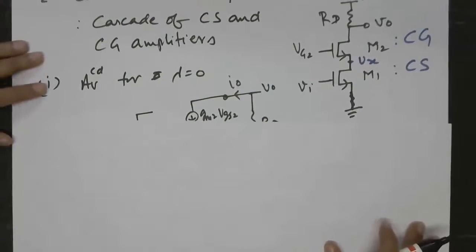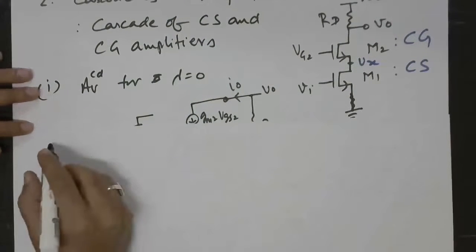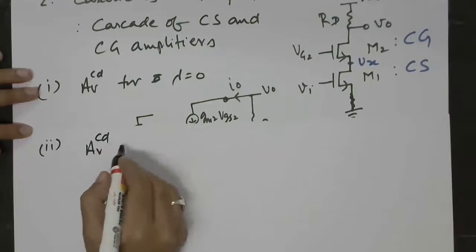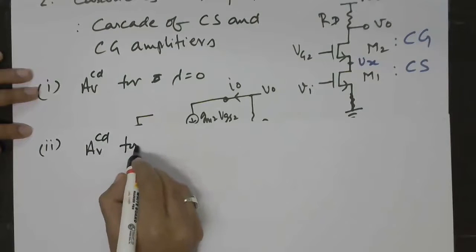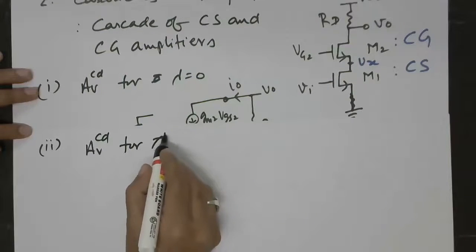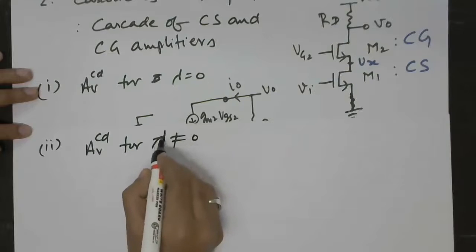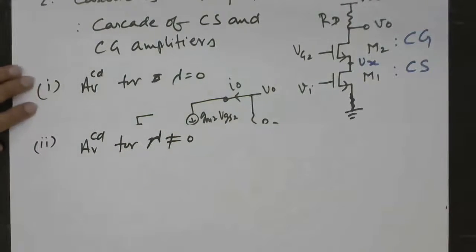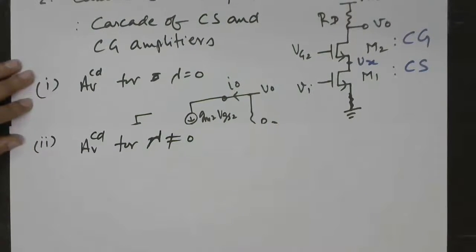So AV, voltage gain of cascode for lambda not equal to 0. So now we will try to find what is the voltage gain, and we will see that actually there are three ways in which this voltage gain can be found out.